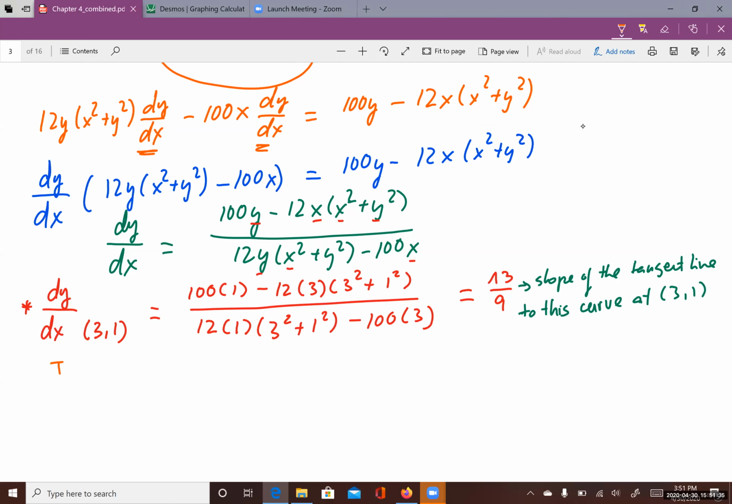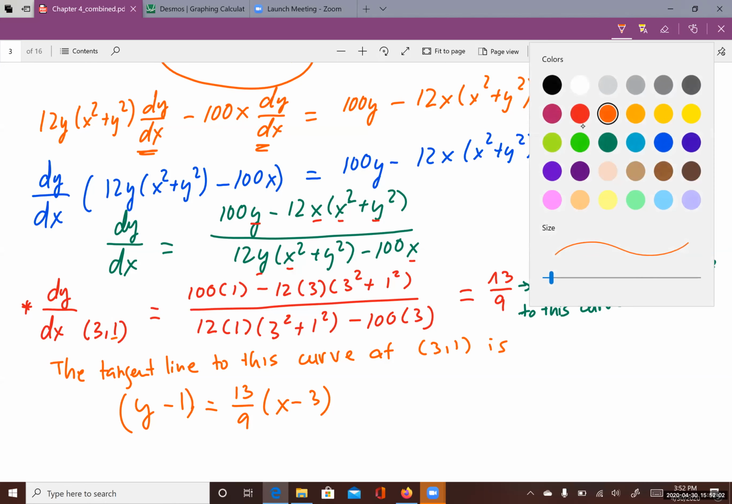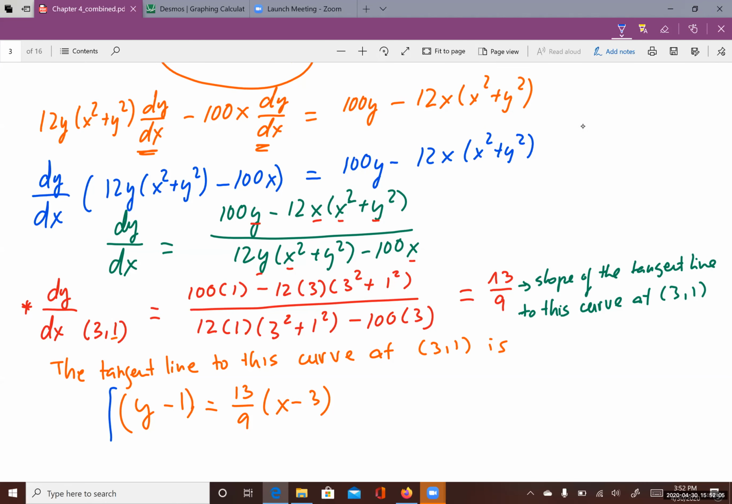So the tangent line to this curve at the point (3, 1), using the point-slope form, is y minus 1 equals 13 over 9 times (x minus 3). This is the tangent line. You found the slope, you know the point, then you can use the point-slope form to find the tangent line.